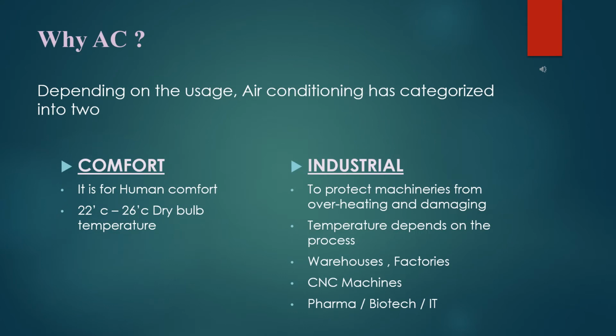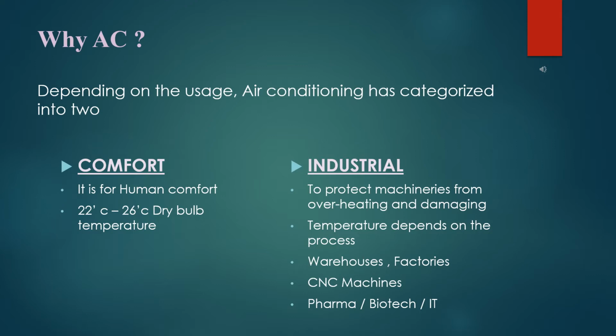Why AC? Depending on the purpose, air conditioning is categorized into two: comfort and industrial. Comfort means human comfort, providing air conditioning in apartments, offices, malls, etc. The comfort temperature for the human body is between 22 to 26 degrees Celsius.